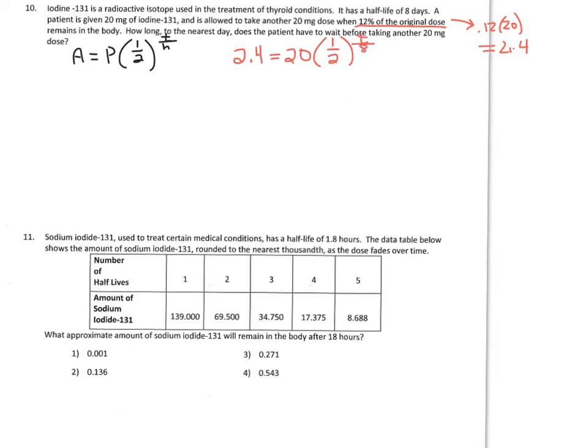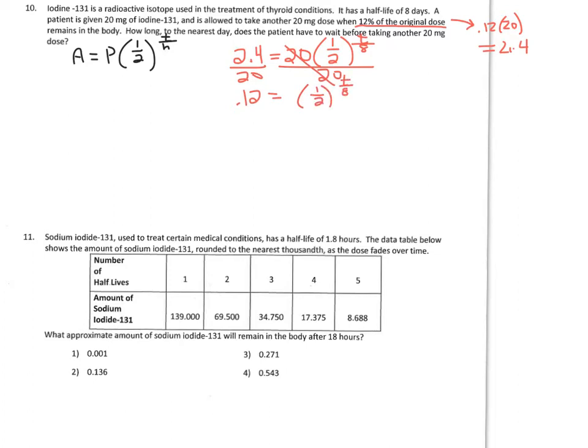So since our exponent is where the variable is, we need to get this base, this 1/2, that contains the exponent by itself. So that means we've got to get rid of this 20. In order to get rid of the 20, the only way to do that would be to divide both sides of the equation by 20. So 2.4 divided by 20 brings us to 0.12. Okay, that's that 12% that remains. So 0.12 equals, and then you could bring down the 1/2 to the T over 8 power.